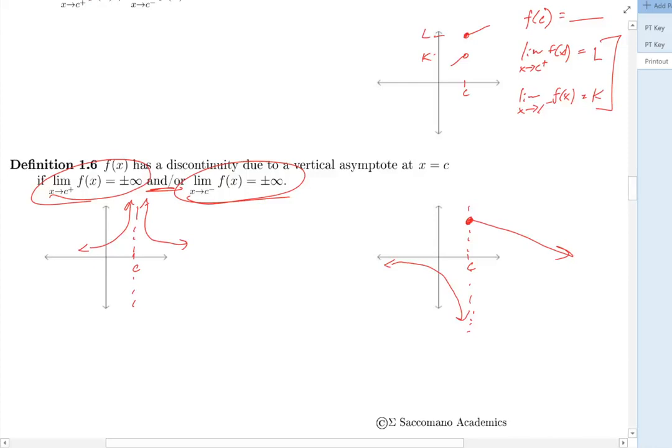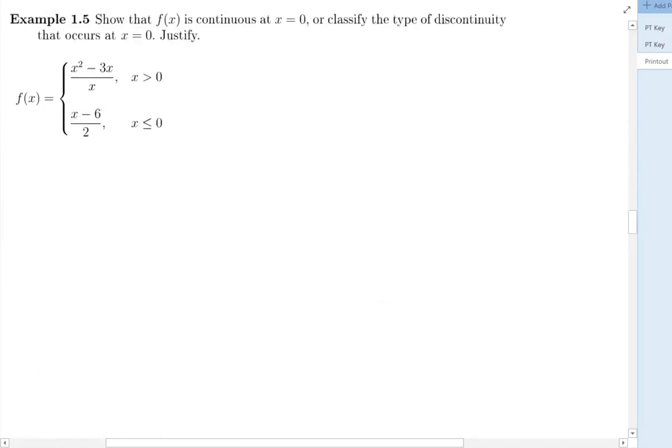Cool. So let's actually get to the important questions. These are the types of questions you're going to be actually solving and you're going to be graded on in Chapter 1. These next 4 examples.